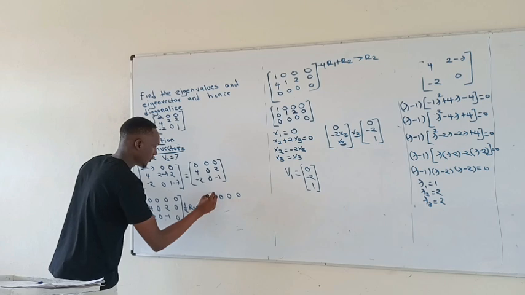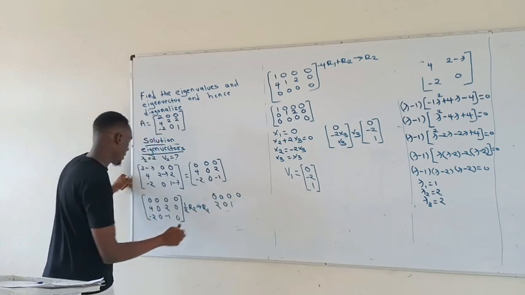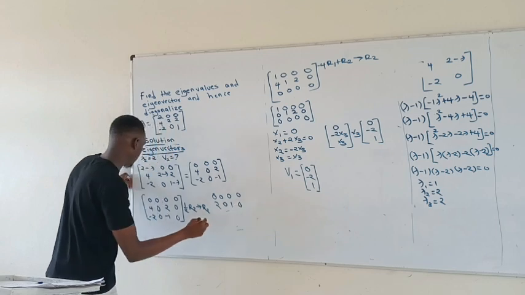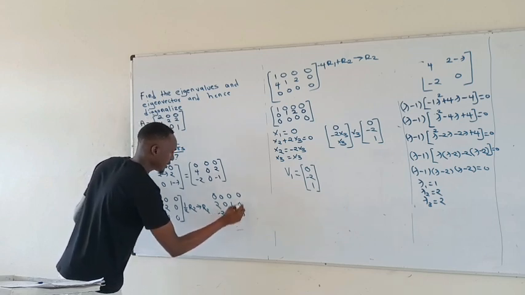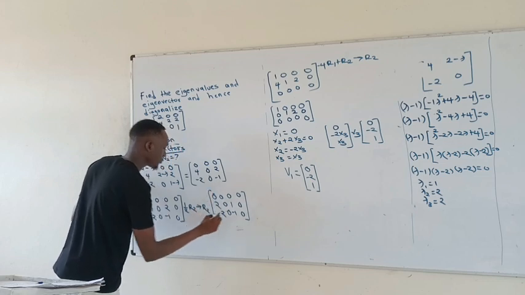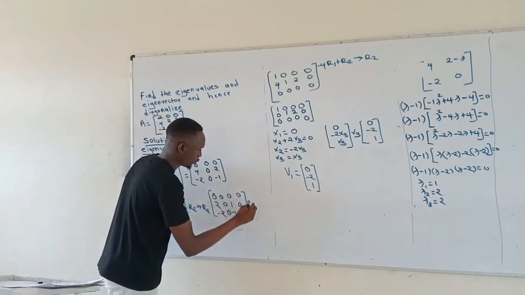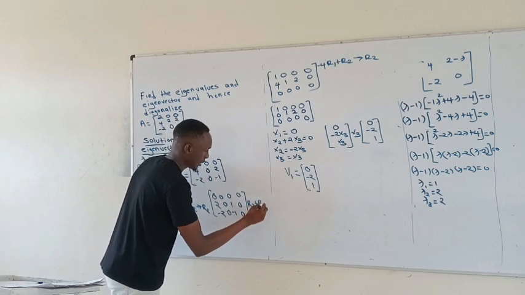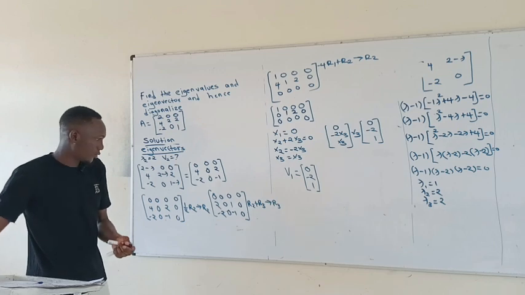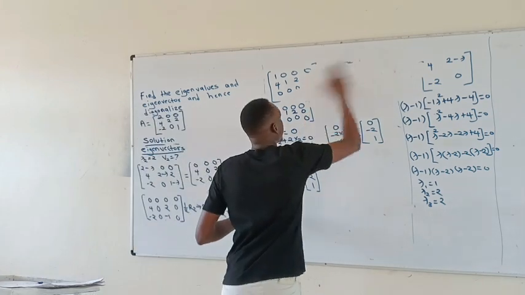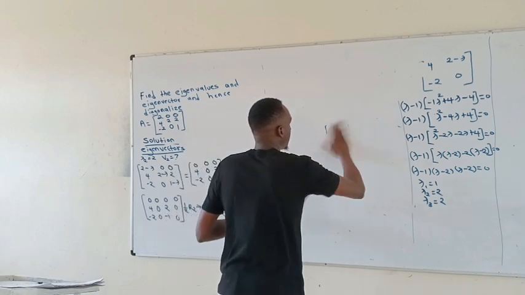Half of 4 is 2. Half of 0 is 0. Half of 2 is 1. Then we have 0, we have negative 2, we have 0, negative 1, 0. Let's have row 2 plus row 3 as our answer to row 3.